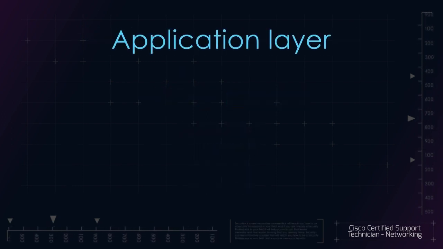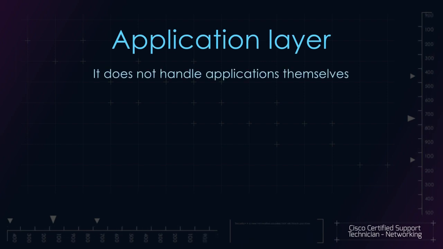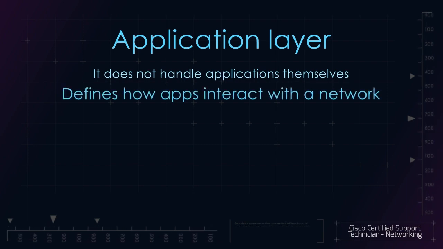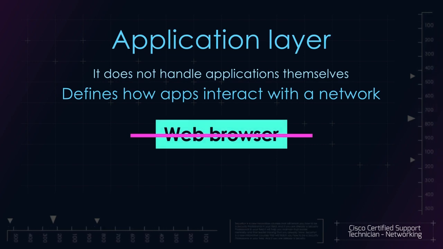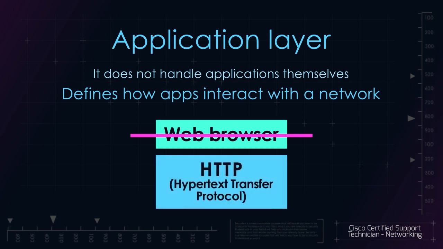The application layer is the top layer of the TCP/IP model, and it doesn't handle applications themselves, even though it is called the application layer. Instead, this layer defines how apps interact with a network. For example, a web browser is not part of the application layer. Still, the protocol it uses to interact with the internet, Hypertext Transfer Protocol, HTTP, is part of the application layer.